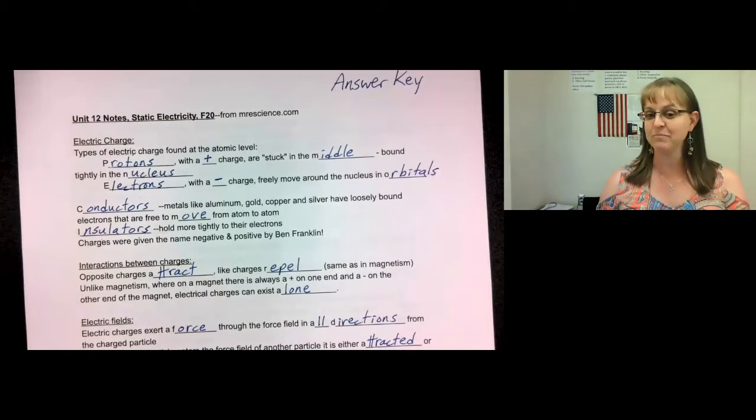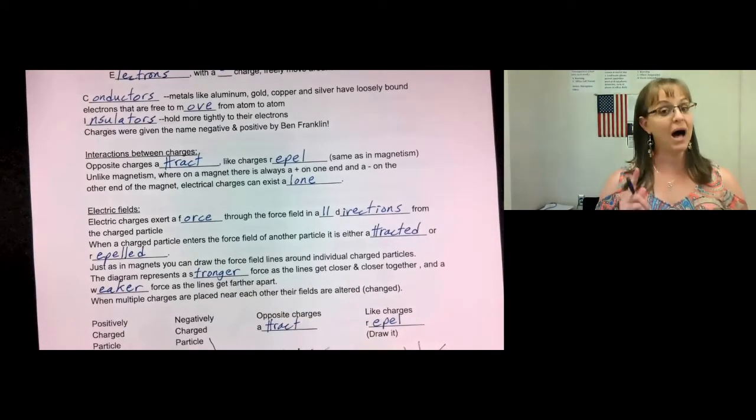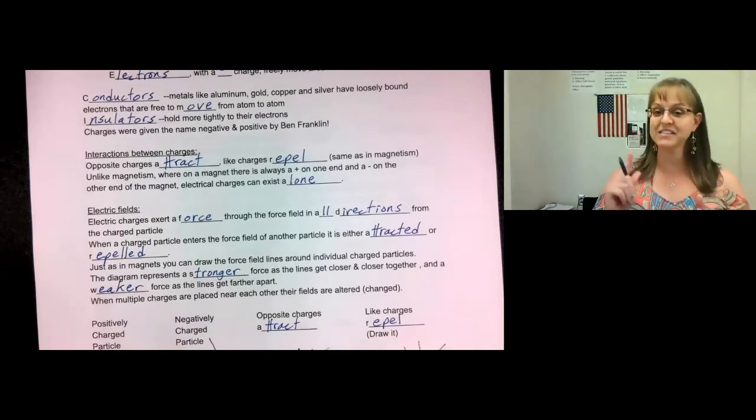Charges were actually given the name positive and negative by Ben Franklin. Opposite charges will attract and like charges will repel. So two positives will repel, two negatives will repel, and a positive and a negative will attract.